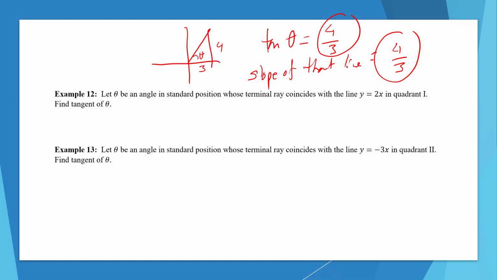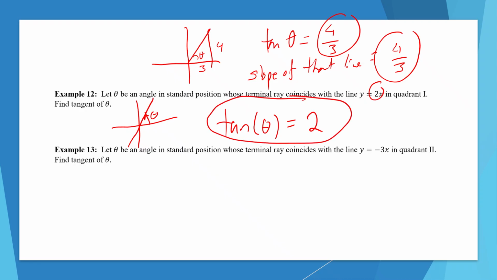Let theta be an angle in standard position whose ray coincides with the line y equals 2x. So that's going to look like this in quadrant 1. And so here, find tangent of theta. So here I would just say tangent of theta equals, and then the slope of this line is just 2. So that's our tangent, 2.